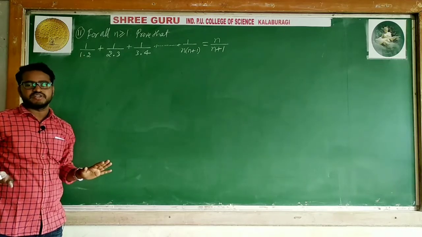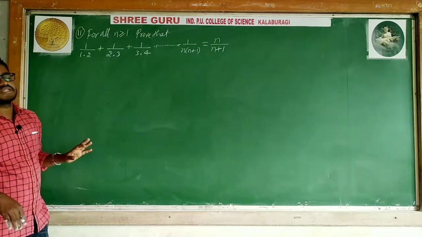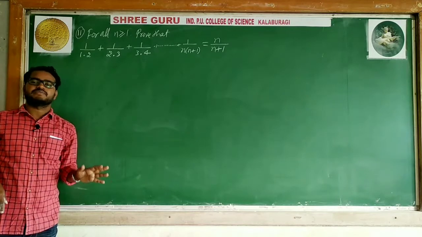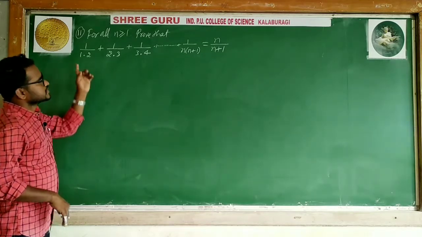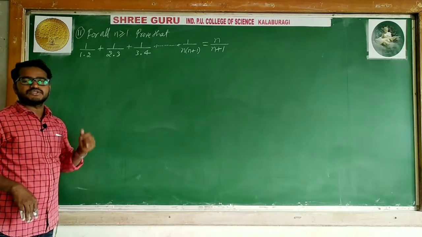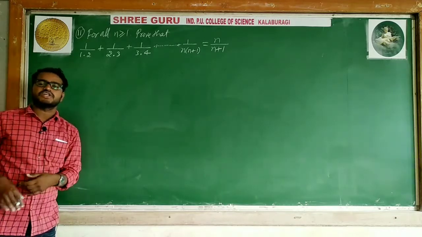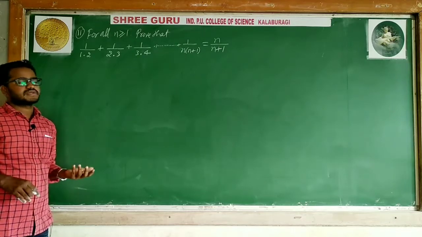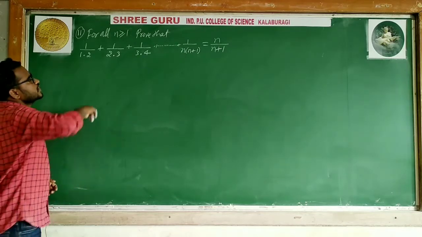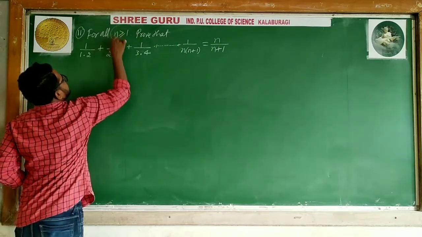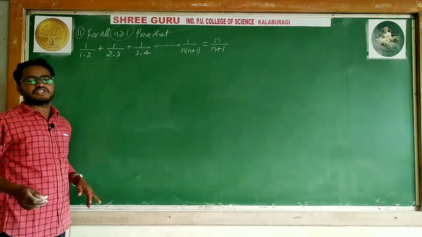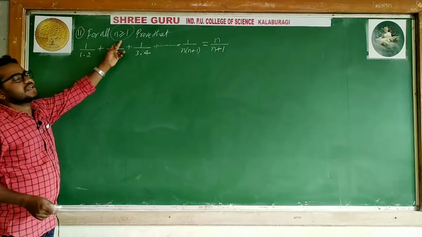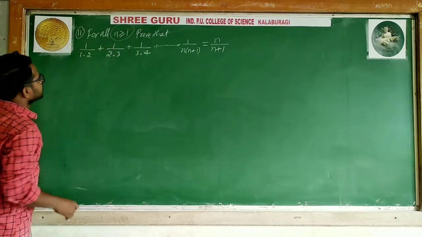Here there is no different procedure. Again we are taking the same PMI method, principle of mathematical induction. According to that I will prove this is true for n is equal to 1, it is true for n is equal to k, and it is true for n is equal to k plus 1. On the basis of that you can decide this is true for all natural numbers. N is greater than or equal to 1 means what? For all natural numbers. Instead of writing n belongs to capital N, he said n is greater than or equal to 1.